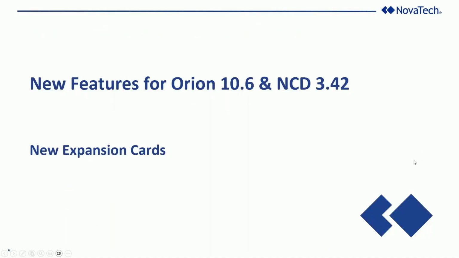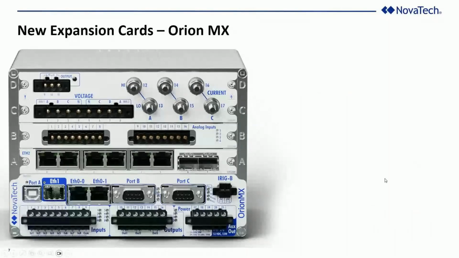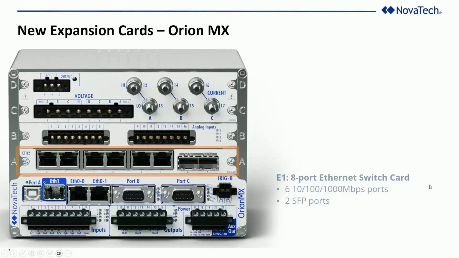New expansion cards, this is kind of exciting. So with the MX, we have a couple of different new options. The E1 card is an 8-port Ethernet switch card. It has 6 10/100/1,000 megabit ports. They act as individual NICs, but like with all the network interfaces on the Orion, you can bond them, bridge them, and do whatever you want to. And also 2 SFP ports.